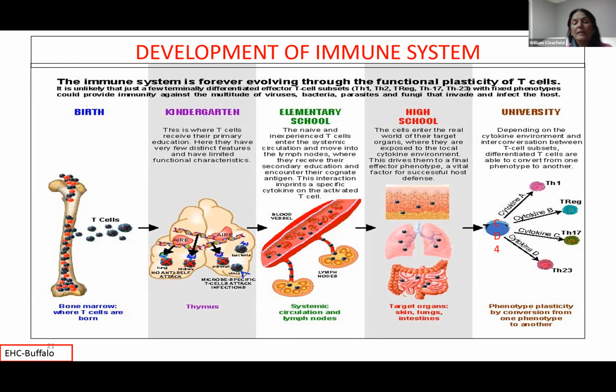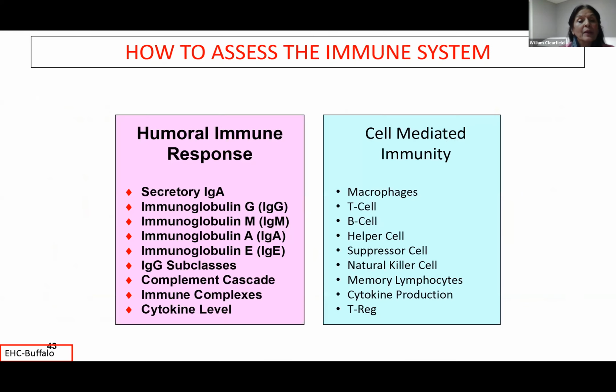And in the university education, these T cells become CD4, and then they become Th1, Treg, Th17, Th20, Th23, and Th2. So they play a great role.